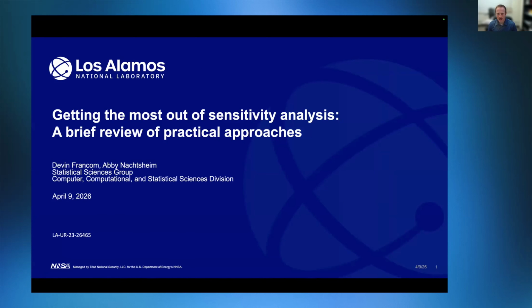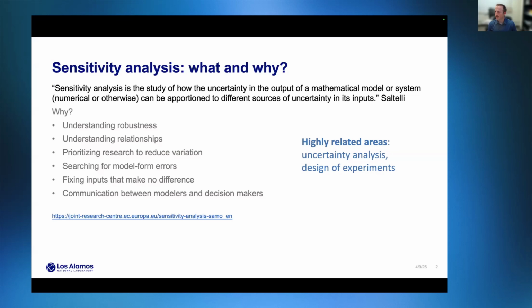I am a big fan of SDNS, and this is joint work with Abby Knoxine from our group at Los Alamos also. What I mean by sensitivity analysis is, we do this all the time. We want to understand how, if we change some input to a model or to some system, it will change the response. And so Saltelli's definition is a little more specific.